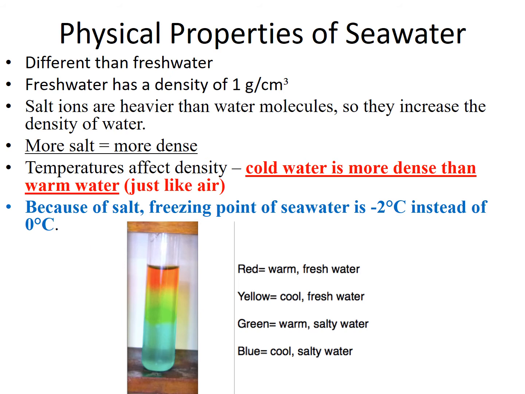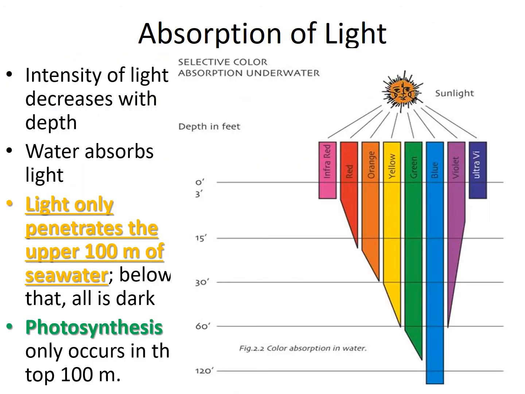Because of salt, the freezing point of seawater is -2 degrees Celsius. This is called freezing point depression, and there's a perfect little calculation you can do in chemistry to calculate this. Pure water has a freezing point of 0 degrees Celsius. Seawater is -2 degrees Celsius. And we have a lovely density image here that shows you how this water separates, with the blue, cold, salty water at the bottom.